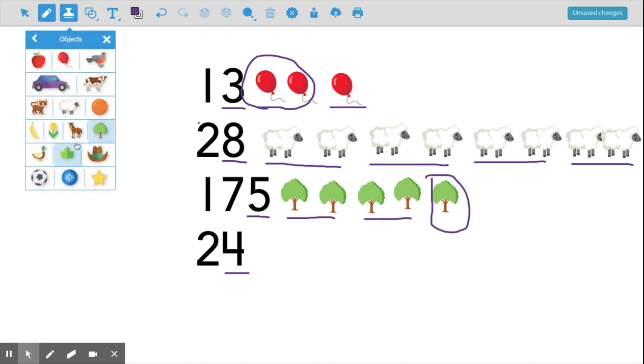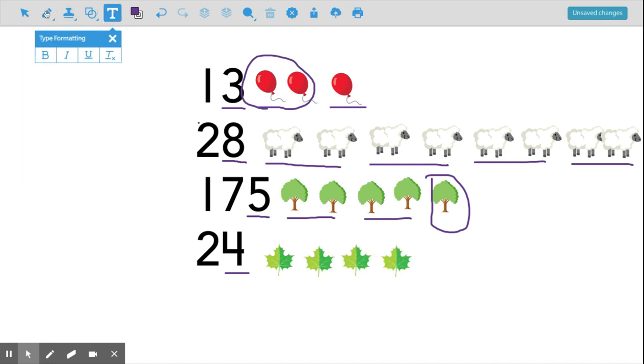Last one, 24. We'll use leaves. In my ones column, I have a 4. Here's a partner and here's a partner. So we know that 4 is an even number. So any number that ends with 4 is also even.